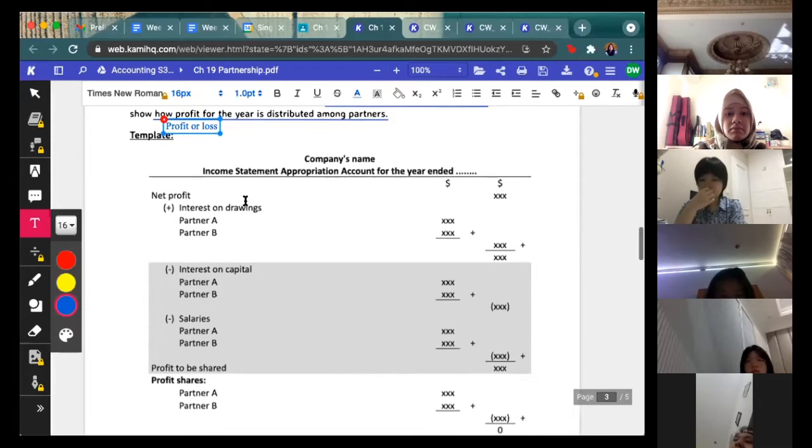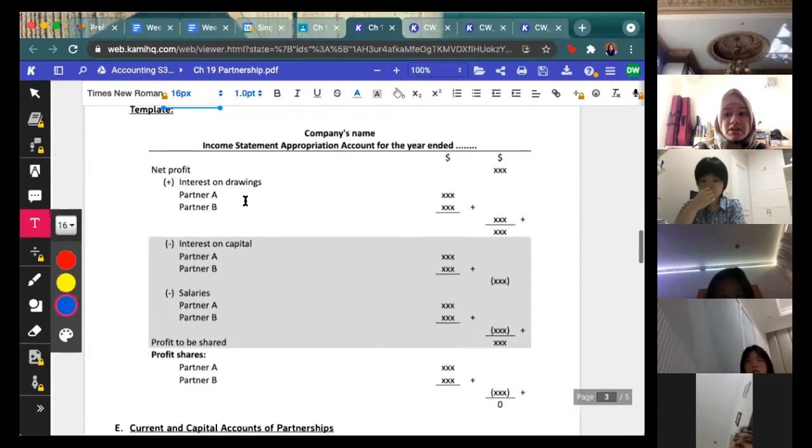Now, this is how the appropriation account would look. First, the name of the company. Second is the name of the statement, which is income statement and appropriation account for the year ended, and so on. Since this appropriation account is a continuation of the income statement, it will start with net profit or net loss, which you take from the income statement.